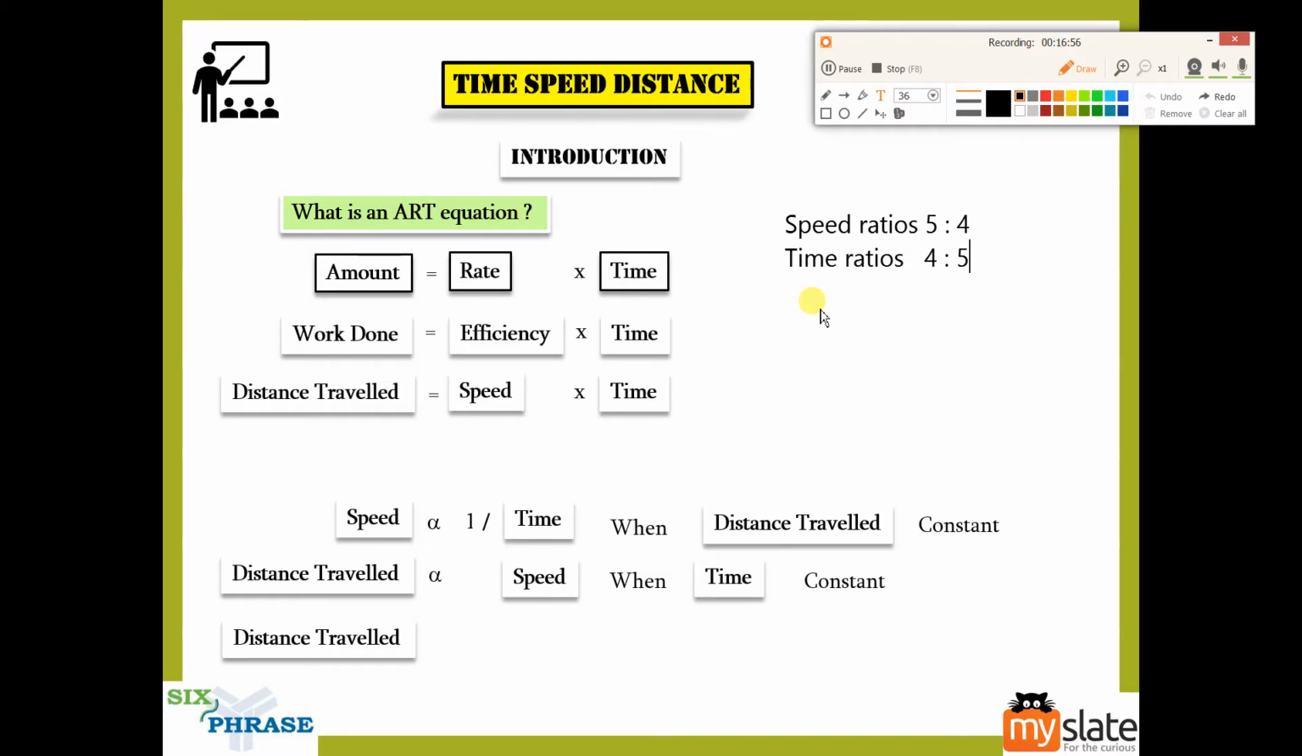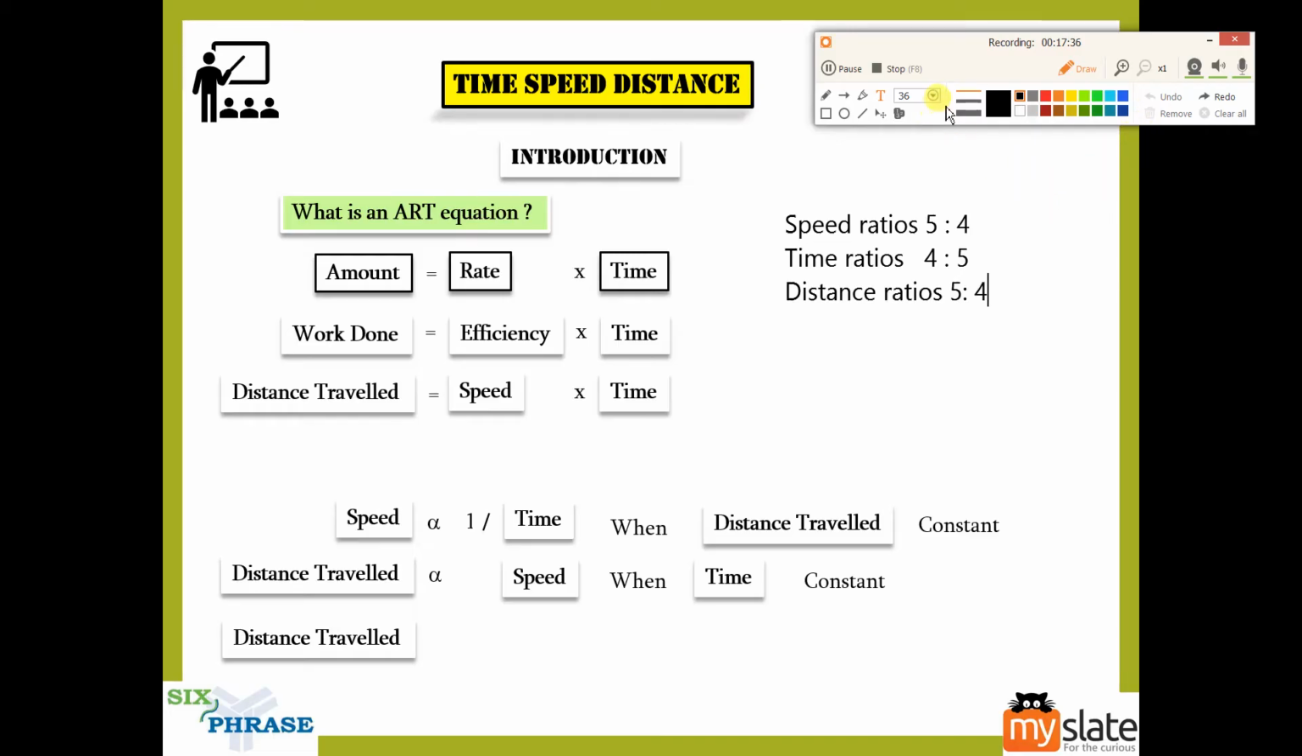But when speed ratios are 5 is to 4, what will be the distance ratios? The distance ratios will be 5 is to 4, because it will be the same as the speed ratio, since speed and distance are directly proportionate. But speed and time are inversely proportionate. So that is why it is 4 is to 5 for time ratio, and the distance ratio will be the same as the speed ratio. Even this we'll use in formulas. Sometimes the speed ratios will be given, and if we know the distance ratio, we might be able to get the answer very easily. So this is how we use this, guys.